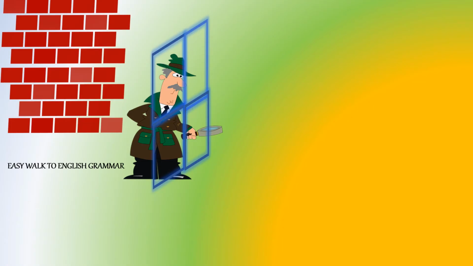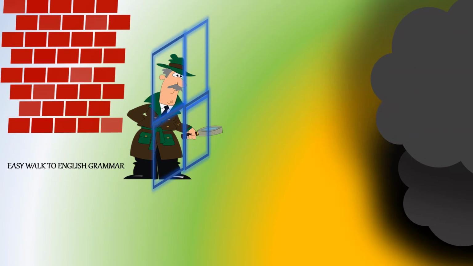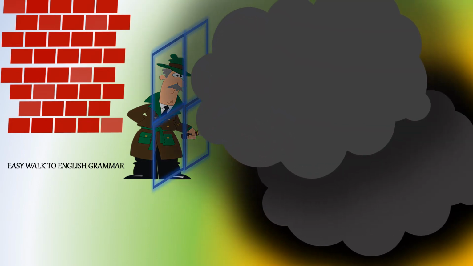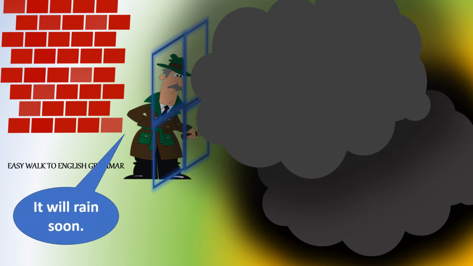Here we can see a man looking through a window and it is quite evident that it's a sunny day because we can see sun rays and light outside. What happens next? Oh, it's going to be cloudy. And the man now says, it will rain soon. It will rain soon. See, it's not raining now.